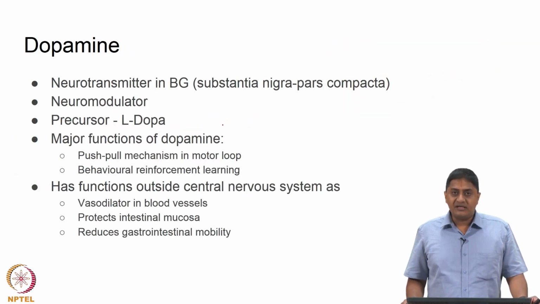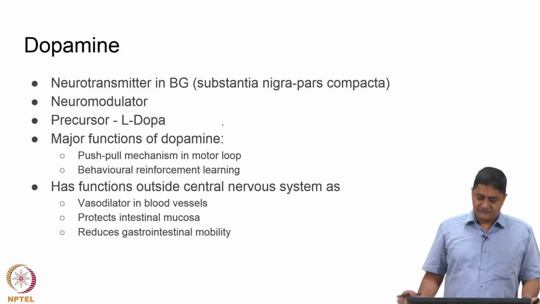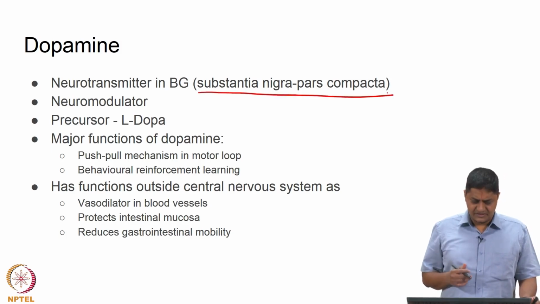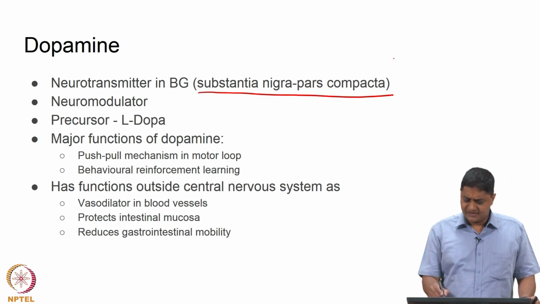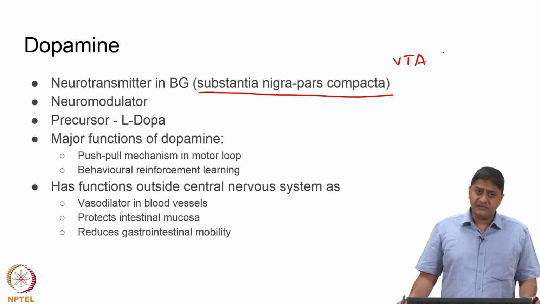Dopamine is a major neurotransmitter or neural modulator in the basal ganglia. Specifically, it is produced by neurons from the substantia nigra pars compacta, but it is also produced by other regions, such as the ventral tegmental area. It is a modulator in the sense that it modulates the inputs coming in from the cortex, or in other words influences, affects or acts as a gain function.